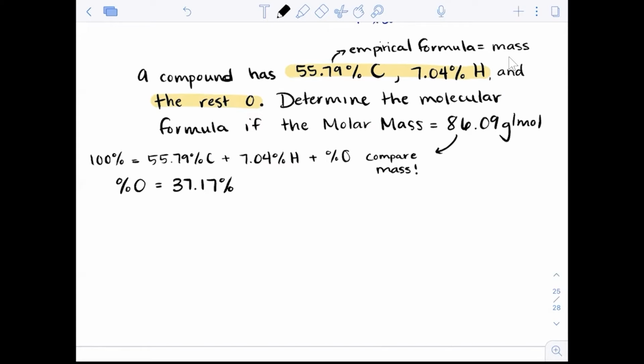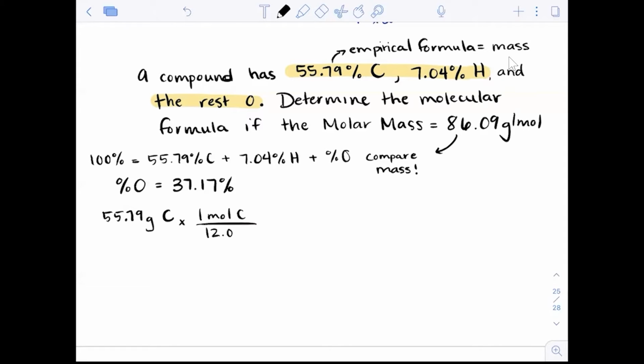From there, what we have with those three percentages is an actual mass number too. Change it to grams. Let's assume that we have 100 grams of compound. We get to assume whatever we want here. If we have percentages, we can assume 1 gram, 10 grams, 100 grams. So 55.79% carbon tells us that out of 100 grams of sample, 55.79 grams of it is carbon.